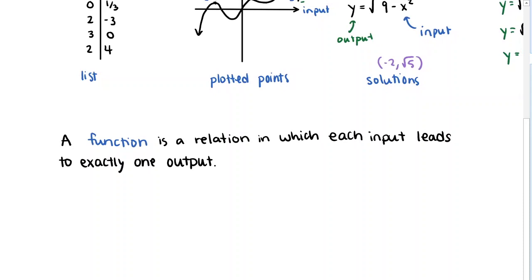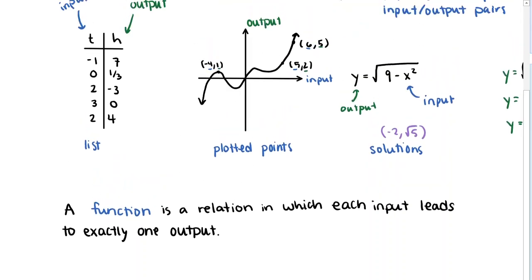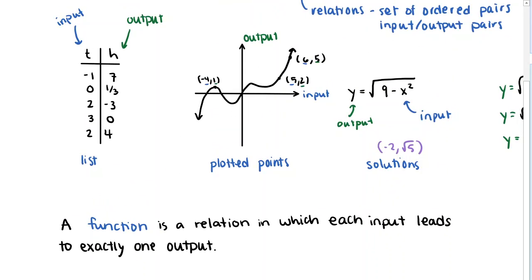And so one special kind of relationship between varying quantities is a function. A function is a relation in which each input leads to exactly one output. So if we look at the table that we have above, this table is not a function. Why is that the case? Well, we can look at each input and ask, does that input go to more than one output? Here, the input of -1 goes to +7. The input of 0 goes to 1/3. And the input of 3 goes to 0.